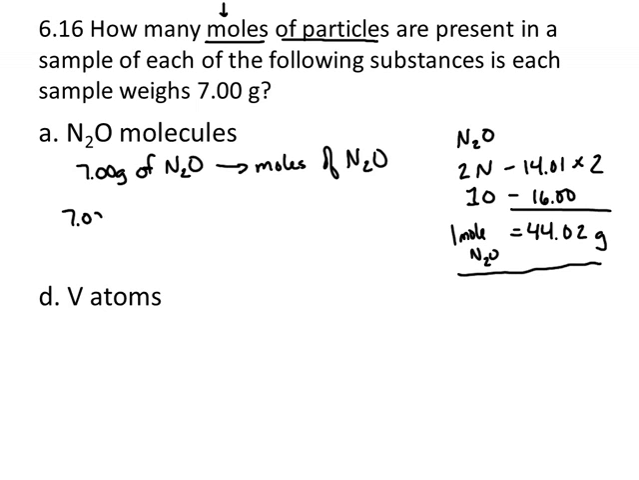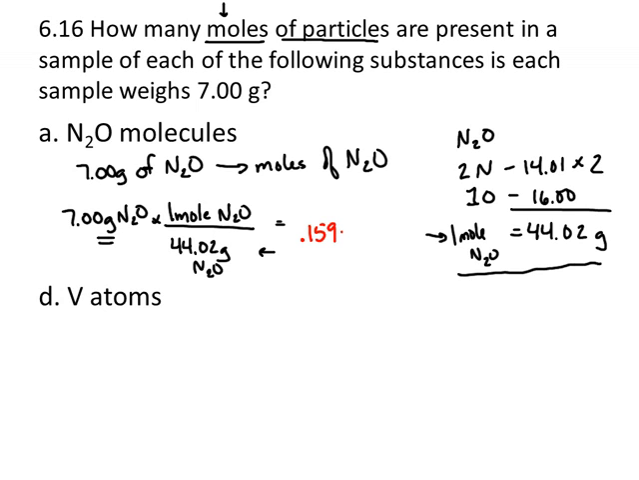So 7.00 grams of N2O. Grams is here, and so grams needs to be in the bottom part of the fraction. So I put my 44.02 grams of N2O down there. And that, remember, from over here, was equal to 1 mole of N2O. So I take my 7, divide by 44.02, and I get 0.1590, but I only have 3 sig figs, so I'm going to go with 0.159, and this is moles. That's my answer.